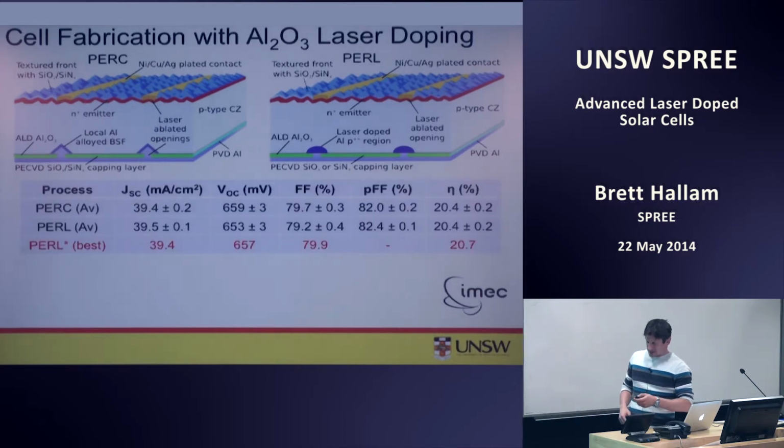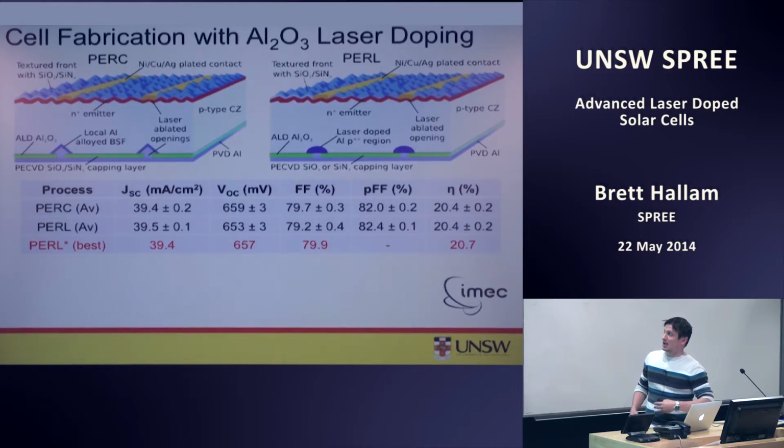So if we have a look at the cell results, we can see that we're getting comparable cell efficiencies between the two processes, and we're getting a 20.4% efficiency average. There's a little bit of all of these VOCs are lower than expected. During this experiment there was some contamination in the aluminium sputtering source, but you'll see that the VOC of the PERL cells with the aluminium oxide laser doping source is substantially lower than that using a conventional PERC cell process.